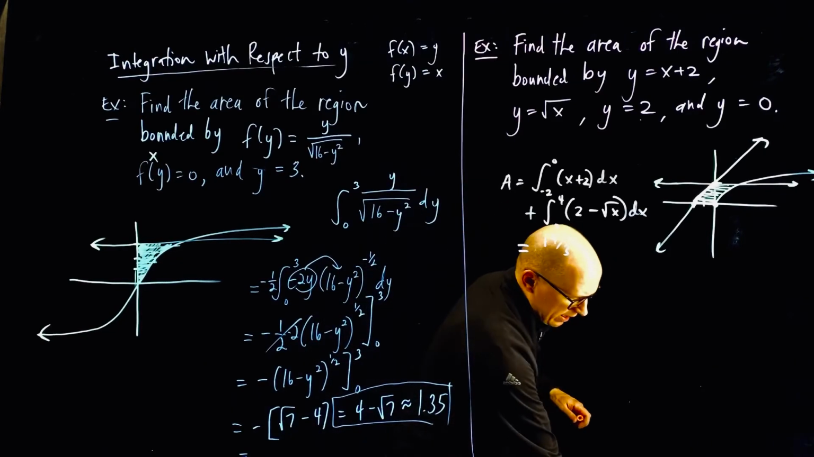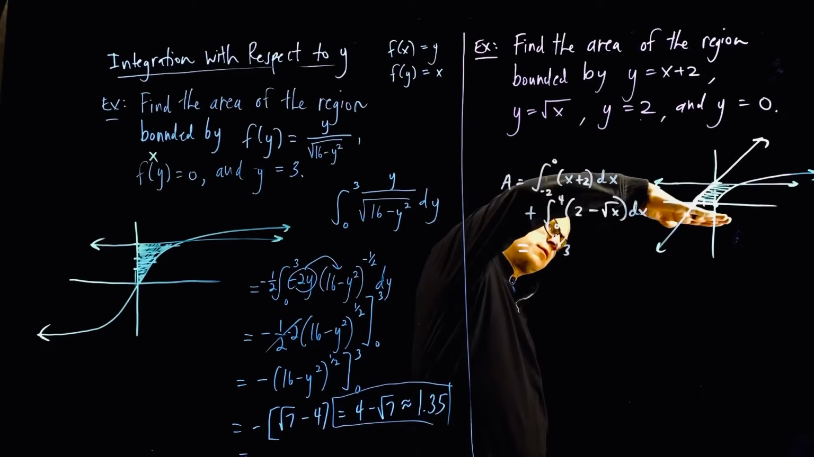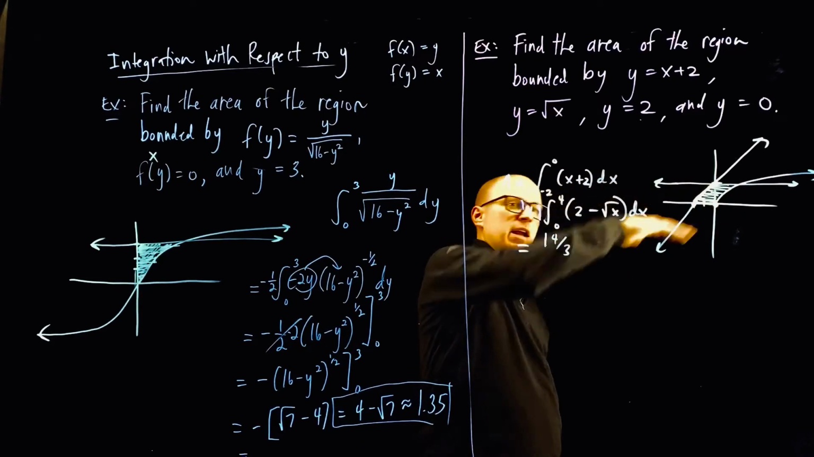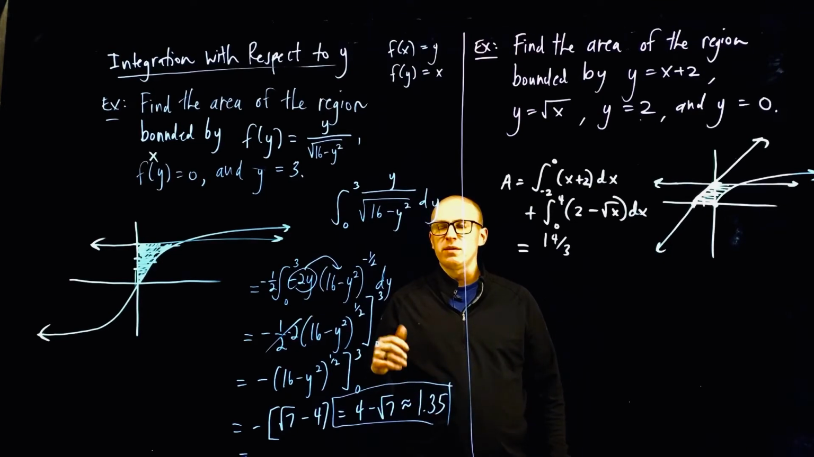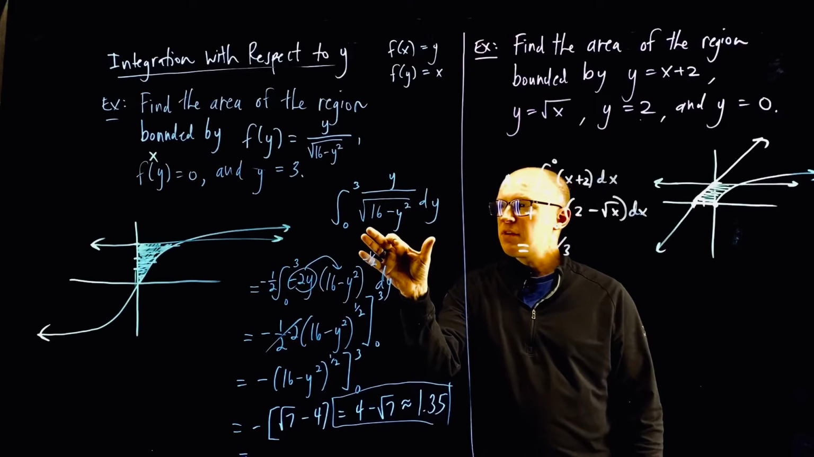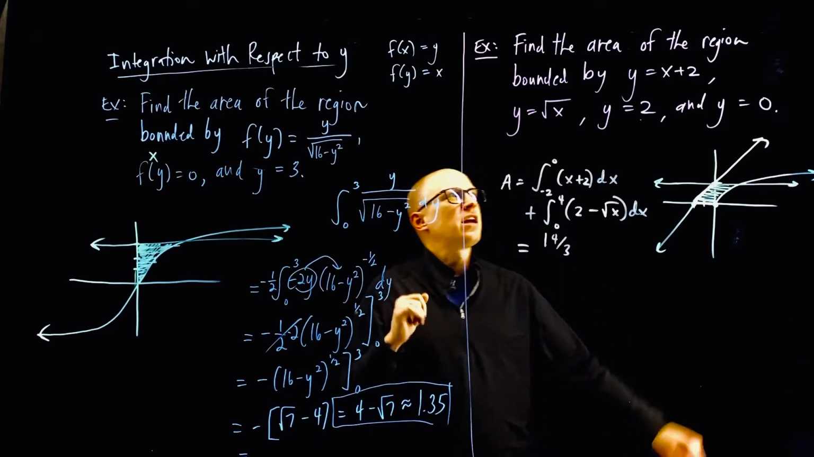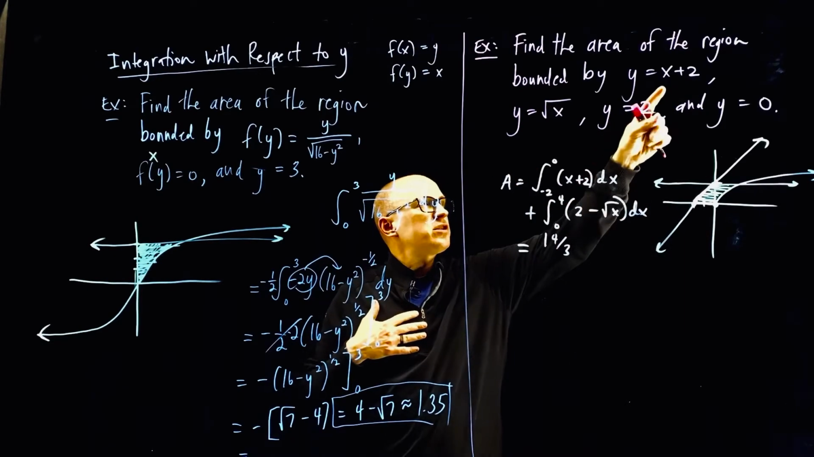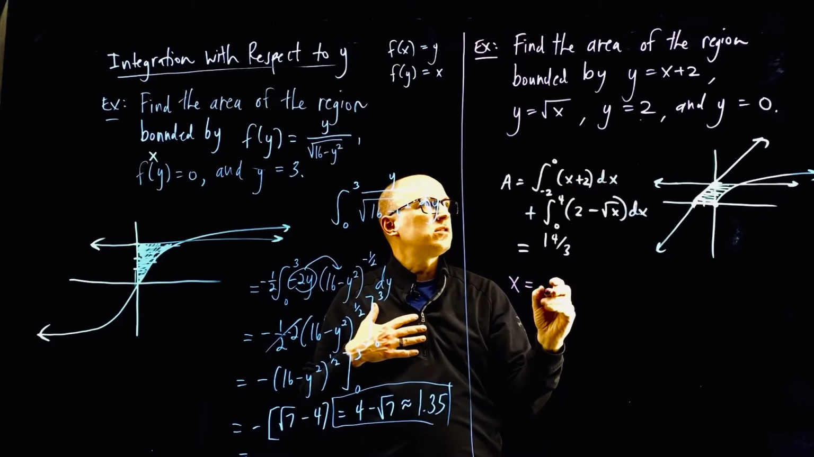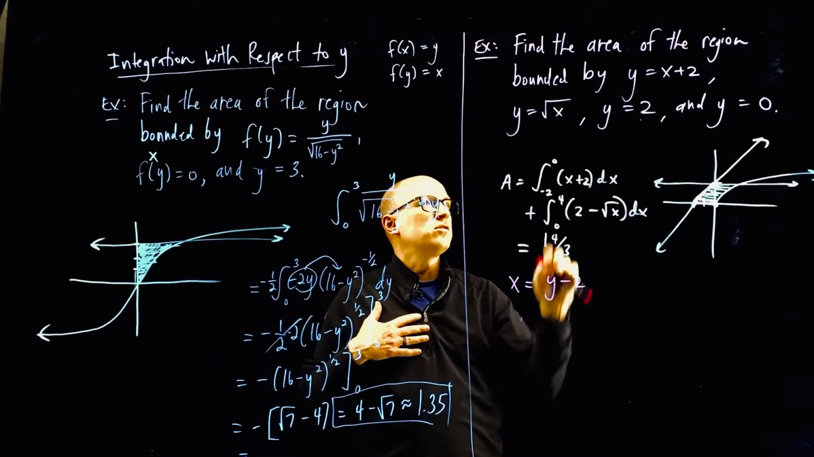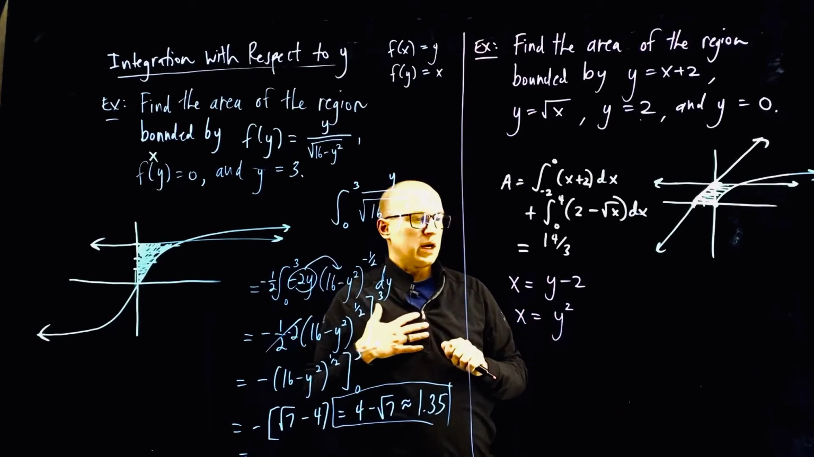Okay, let's try it a different way though. Let's integrate this one. Instead of moving across this way, let's move upwards. That means we're going to integrate with respect to y. In order to do that, I'm going to have to rewrite my functions, because in order to integrate with respect to y, I have to have my function x written as a function of y. That means I need to change the way these look by solving for x. I'll subtract 2, and I'm going to end up with x is equal to y minus 2. For this one, I'm going to square both sides, and I'll end up with x is equal to y squared.